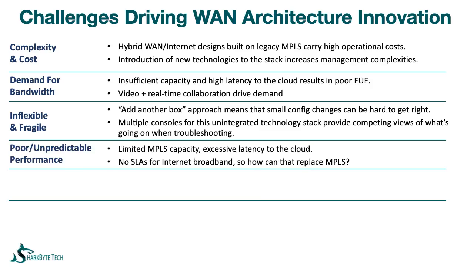Poor or unpredictable performance. Again, one source is limited MPLS capacity, and the latency that causes definitely contributes to poor cloud application performance. With legacy routing protocols, you can't take advantage of all the available transport and leverage each for its strength in a dynamic and adaptable fashion. And you tend to be forced into this false choice between either the reliability and predictability of MPLS or greater and cheaper bandwidth that will likely have an adverse effect on real-time traffic, because we don't have SLAs for internet broadband. So how can that replace MPLS?